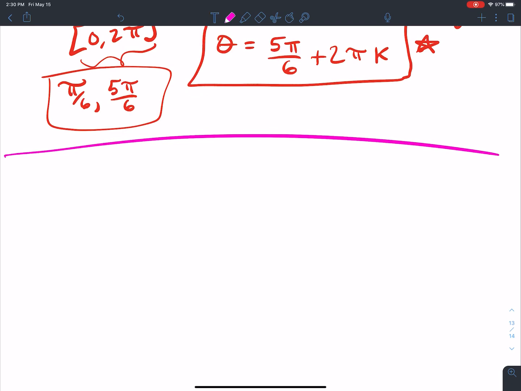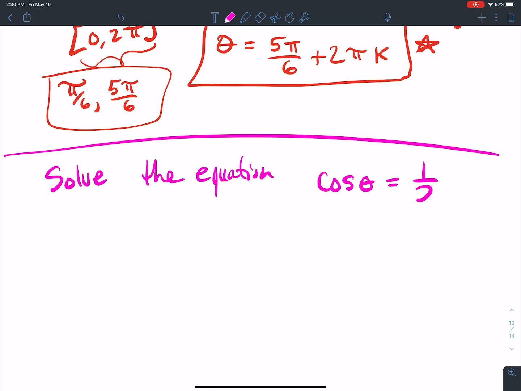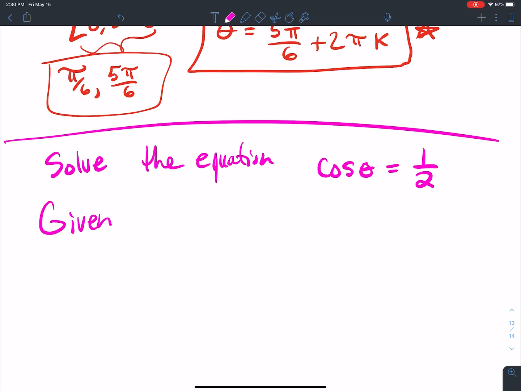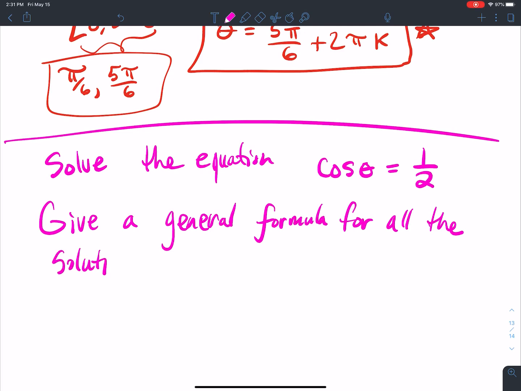All right, so this next problem, I want to solve the equation cosine theta equals 1/2. I want to be given a formula for all the solutions. And then they say, list 8 of the solutions. Let's just list 4 solutions because 8's kind of crazy.